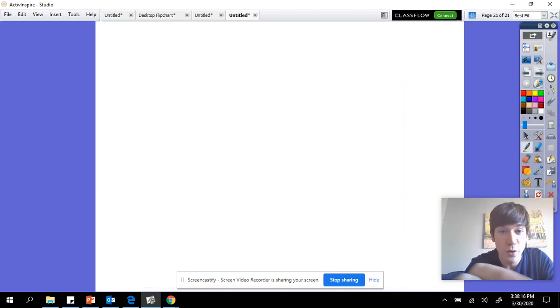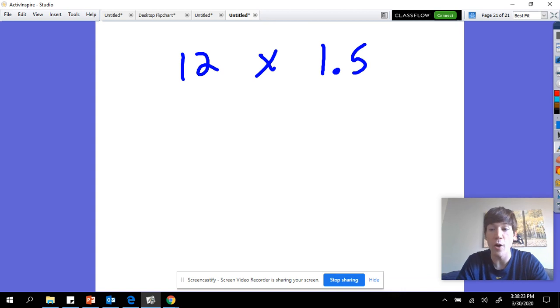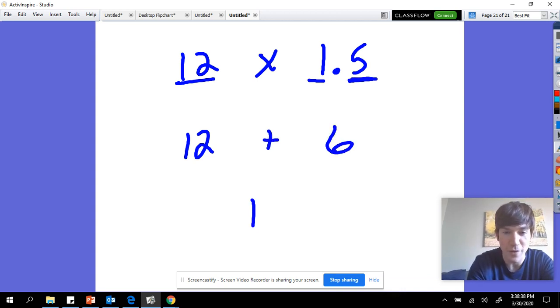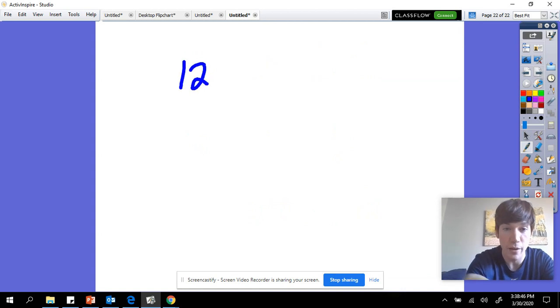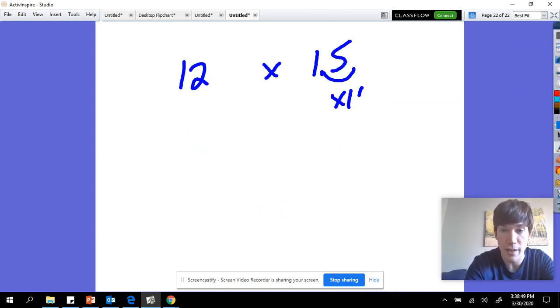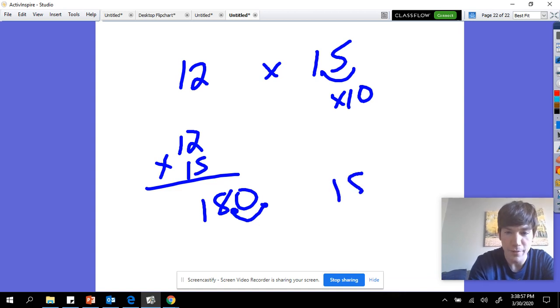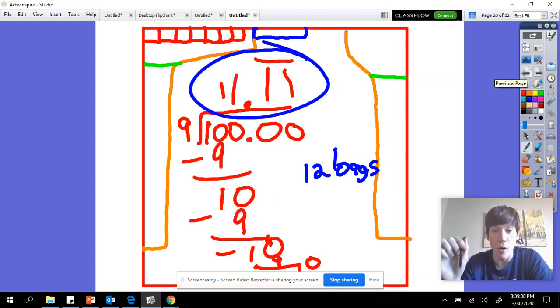Now, if I buy 12 bags of mulch, and I know that each bag is 1.5 cubic feet, if I multiply 12 times 1.5, that's going to tell me how many total cubic feet we have. One really quick way to do that, if you know what 12 times 1 is, that's 12. If you know what half of 12 is, that's 6. So 12 and 6 is going to give me 18 cubic feet. You also could have just multiplied 12 times 1.5 by moving that decimal over once, multiplying by 10. 12 times 15 gives me 180, and then move my decimal back one time, which again gives me 18. So 18 cubic feet is what we're looking for there. 18 total cubic feet, or that's the same as 12 bags.